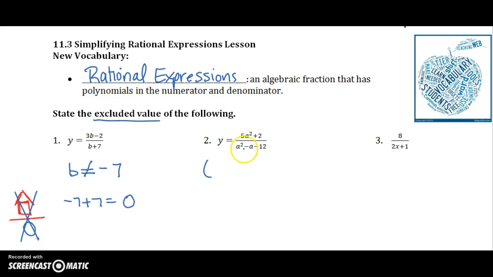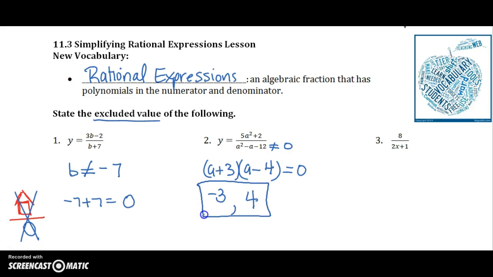All right, what's excluded from this value? Well, we have to solve. This cannot equal 0. So when we factor, opposite signs, the larger number's negative, multiples of 12, how about 4 and 3? Subtract to give us -1. What makes these equal 0? Well, -3 makes that equal 0, and +4. So these are our excluded values, because if we have -3, we'll have 0 times -7 is 0, and we would have 0 times 7, and we cannot have a denominator of 0. So those are our excluded values.